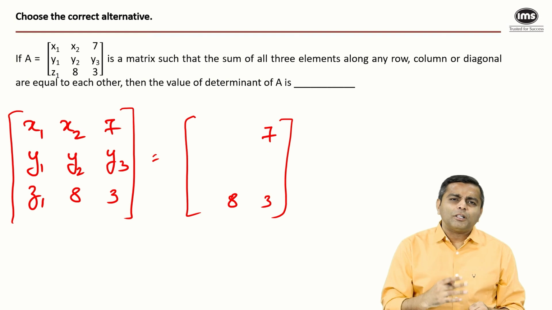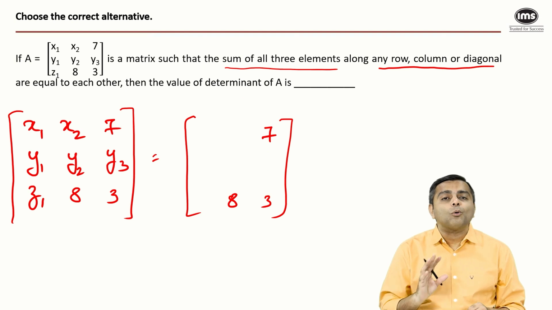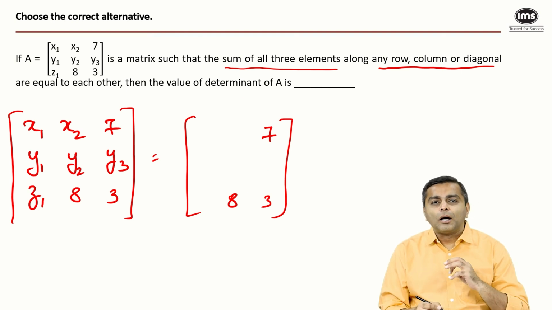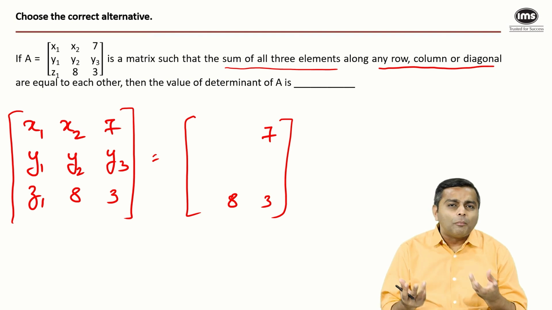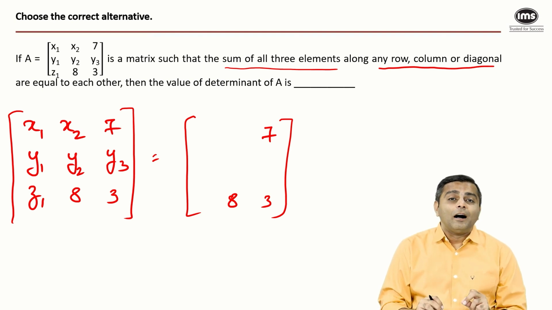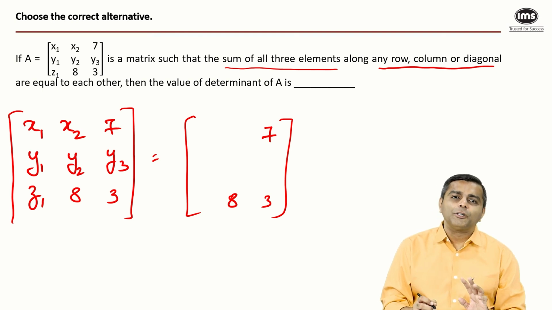What is very important is the condition they have given: the sum of all 3 elements along any row, column or diagonal is equal. Obviously, if you form linear equations and solve them simultaneously, you're going to get your answer. That's one way to do it. I think that's a slightly time-consuming way to do it.